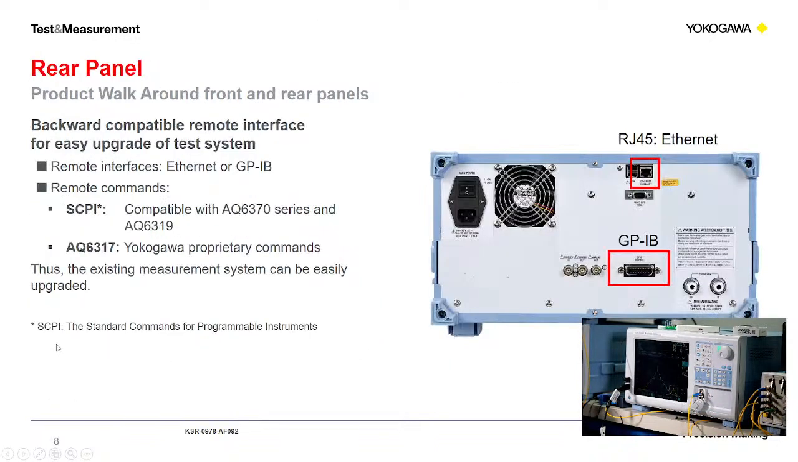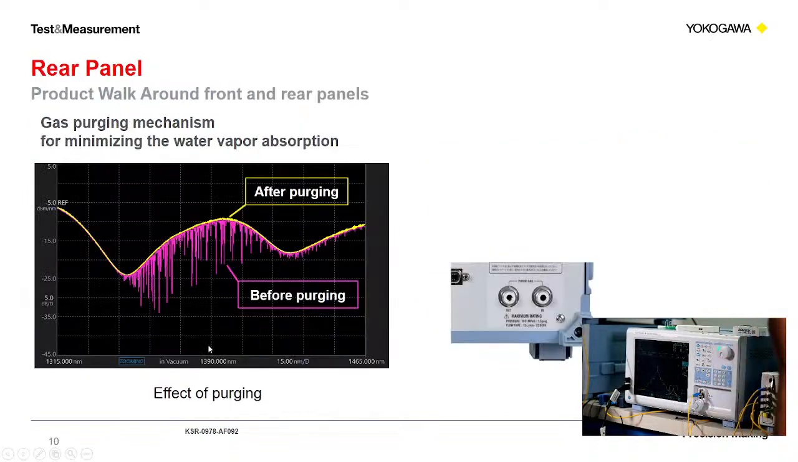And then going on to the rear panel, same ports as the AQ6380 series, as many of our others. We still include the GPIB. We have Ethernet ports. Commands are going to be the same. And then we also have the gas purging ports on the back. That is to minimize water vapor absorption, so all that noise you would get is pretty much purged, and you get a nice, cleaner signal.